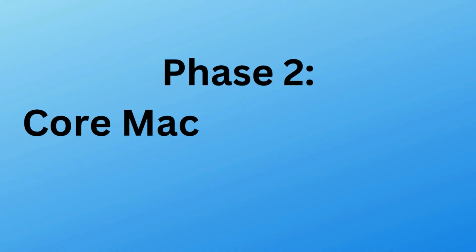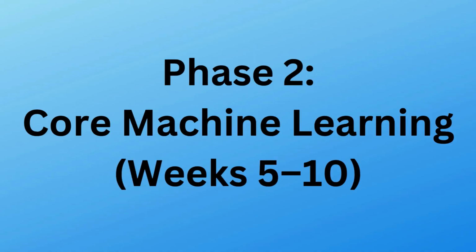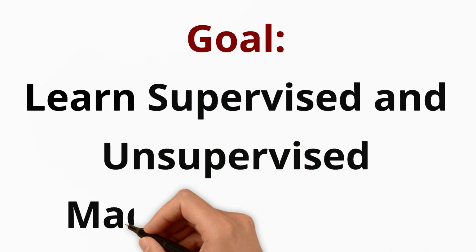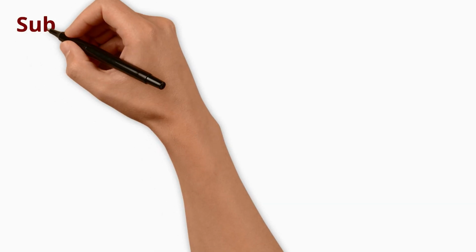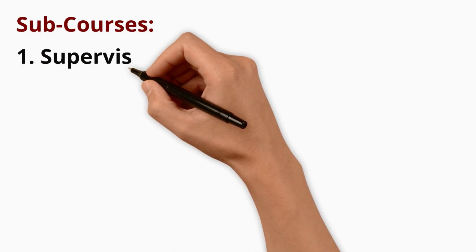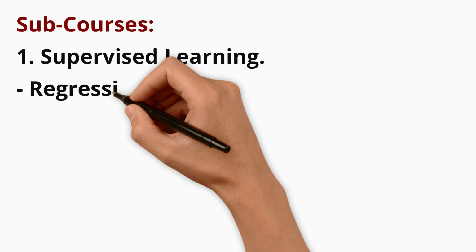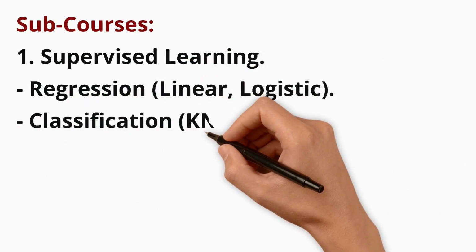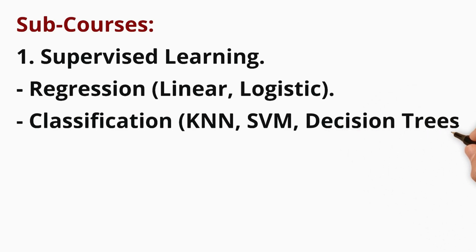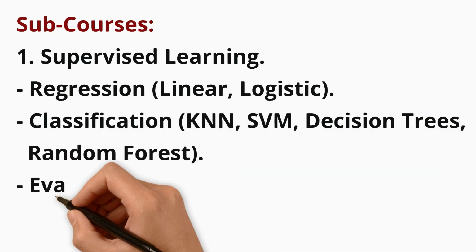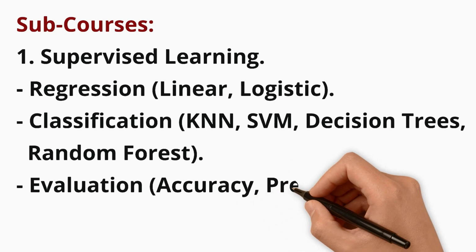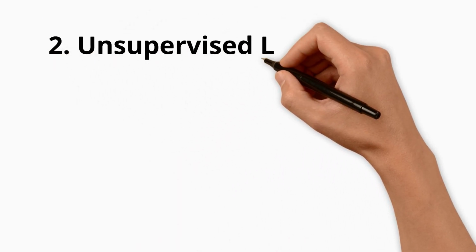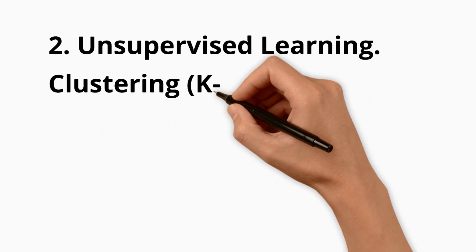Phase 2. Core machine learning, weeks 5 to 10. The goal is to learn supervised and unsupervised machine learning. Subcourses. 1. Supervised learning. Regression, linear, logistic. Classification, KNN, SVM, decision trees, random forest. Evaluation, accuracy, precision, recall, ROC. 2. Unsupervised learning. Clustering, K-means, DBSCAN.